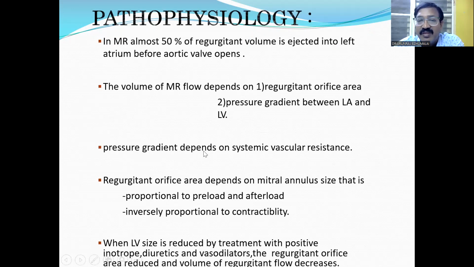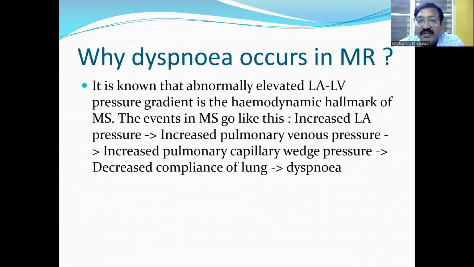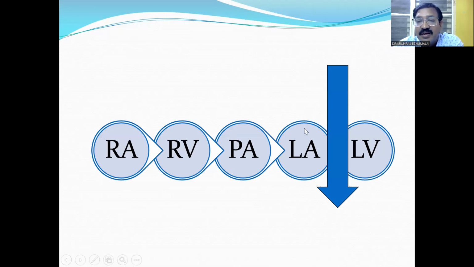So what is the pathophysiology in mitral regurgitation? Almost 50% of the regurgitant volume is ejected into the left atrium before the aortic valve opens. So we have the left atrium and left ventricle. From the left ventricle, the blood has to go into the aorta. But since this valve is problematic, dilated or regurgitant, what will happen? When the left ventricle contracts, most of the blood doesn't go into the aorta, but goes into the left atrium.